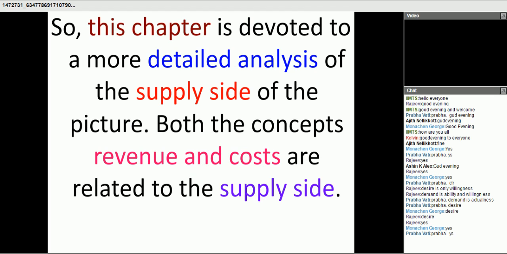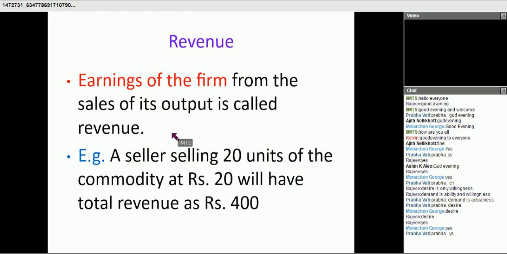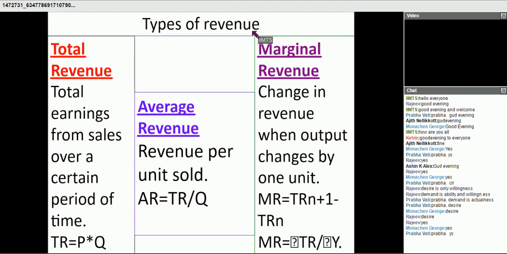Now let's go further. Now what is revenue? It means the earnings of the firm. So example, a seller is selling 20 units of the commodity at rupees 20 per unit. So his total revenue will be 400. 20 units at 20 each. So 20 into 20, that makes it 400. That is a simple mathematical calculation.